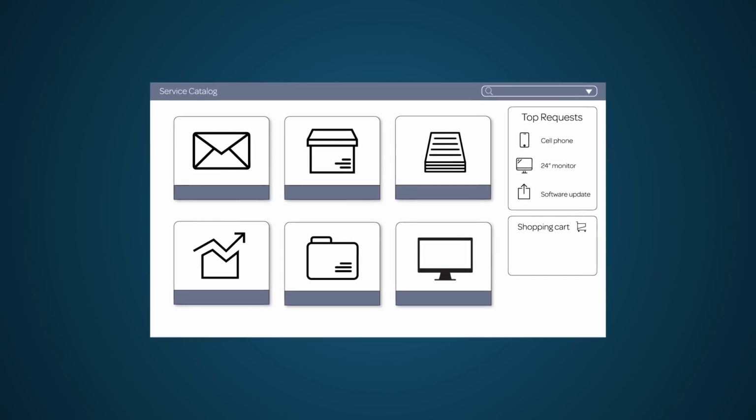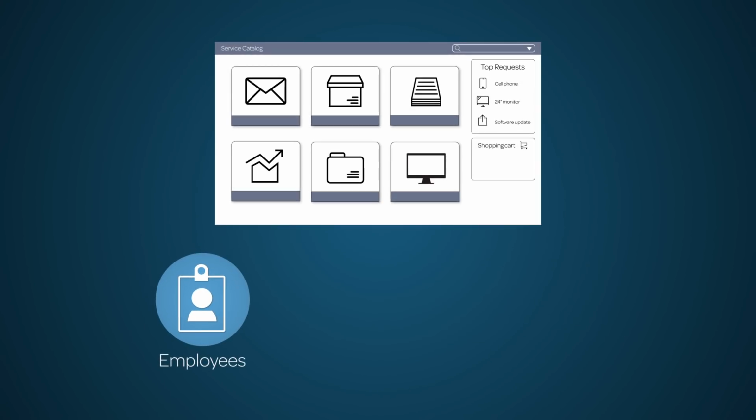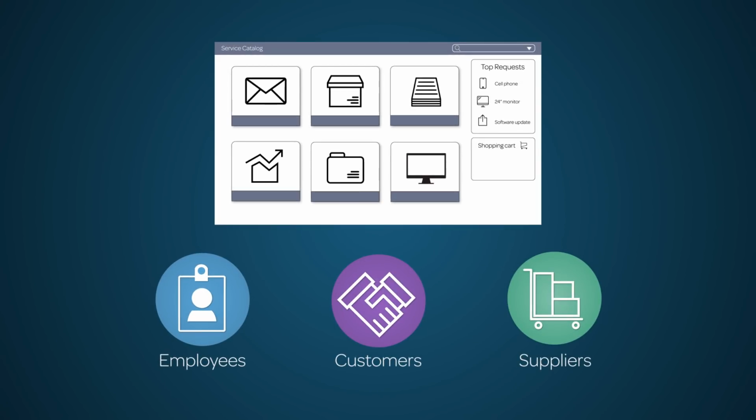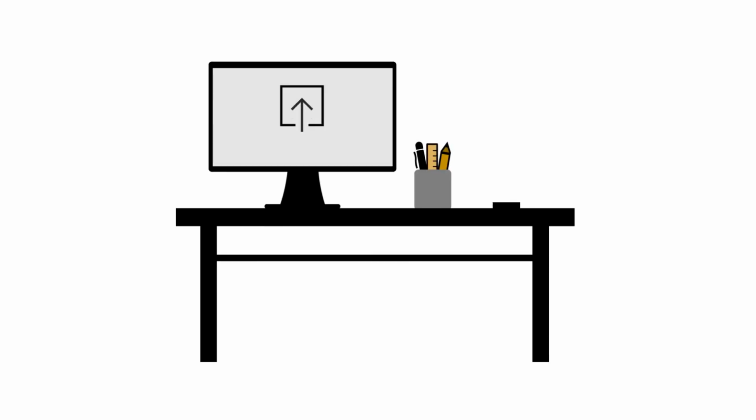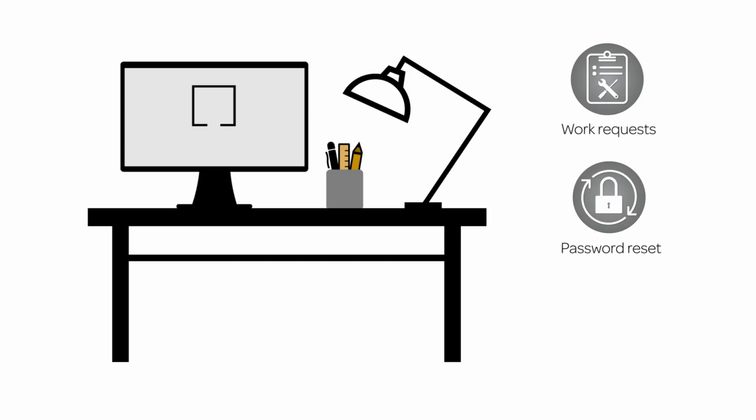An organization may create one or more catalogs of products and shared services to offer its employees, customers, suppliers, and others. A service catalog can contain almost anything: products like computer equipment, software, furniture, or office supplies, and services like work requests, password reset, or support to resolve incidents.